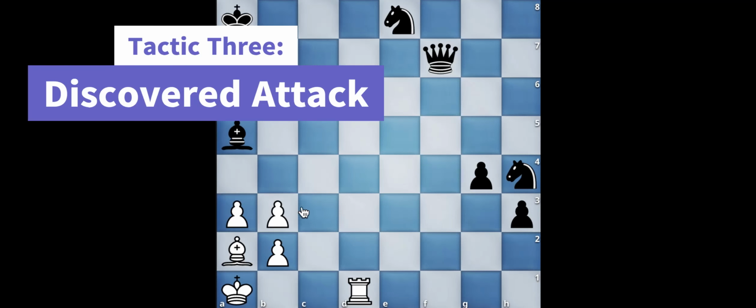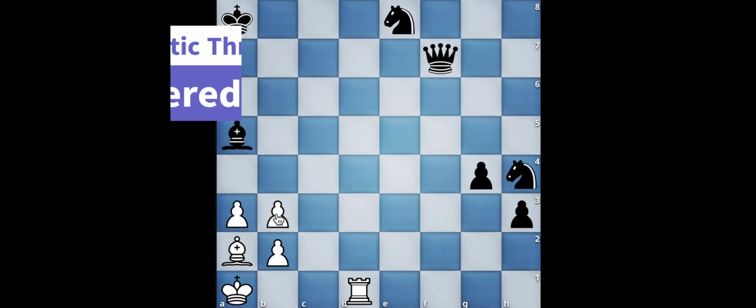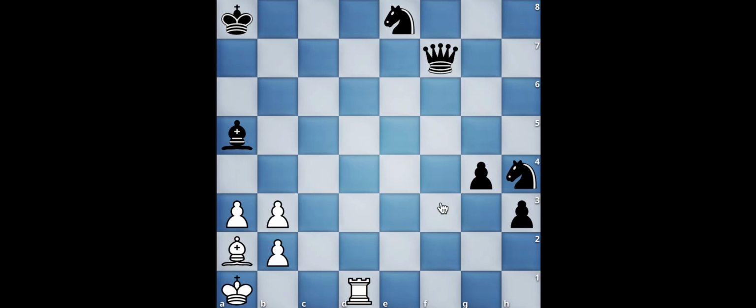The final tactic is a discovered attack. This is when you move one of your pieces, and by doing that, you therefore allow one other piece to make an attack. I'll show you one example of this.